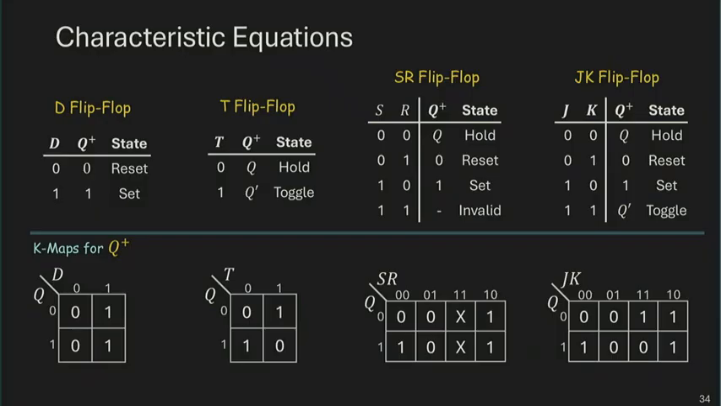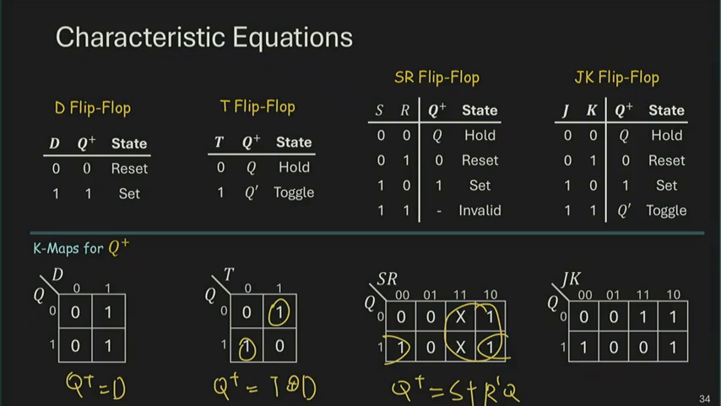The first one would be Q plus equals D. Second one, Q plus equals T XOR Q. Third one, Q plus equals S plus R prime Q. And finally, Q plus equals J Q prime plus K prime Q. It's a way to describe the next state, the next Q value, in terms of the inputs and the current state. And we're going to use this equation quite a bit for analyzing the behavior of sequential circuits.